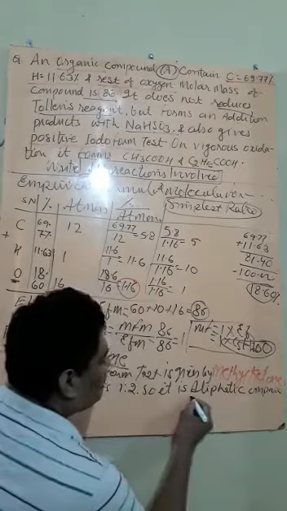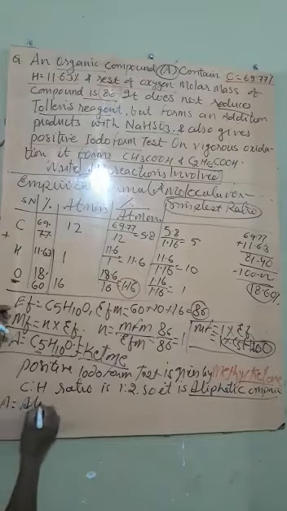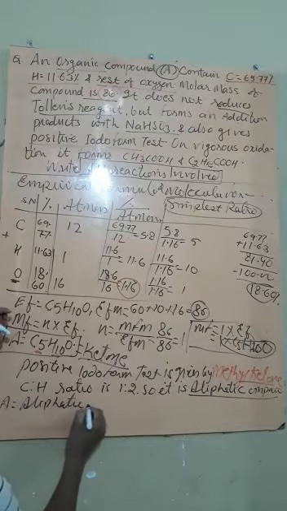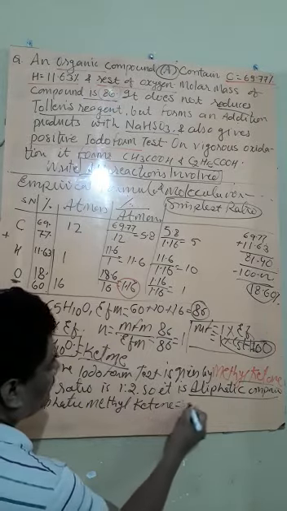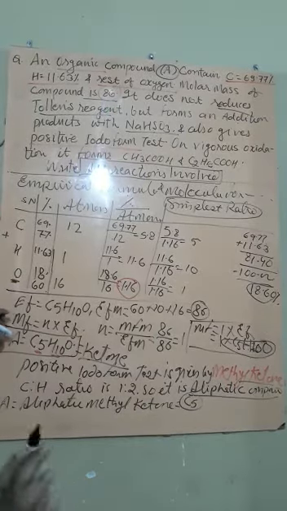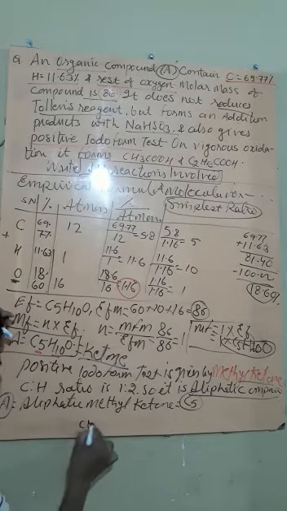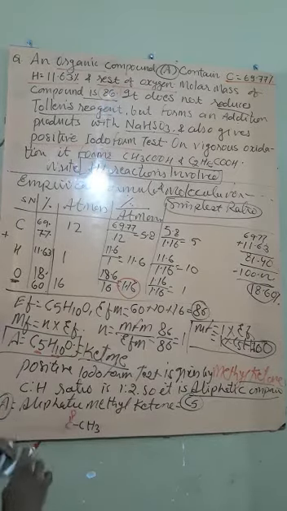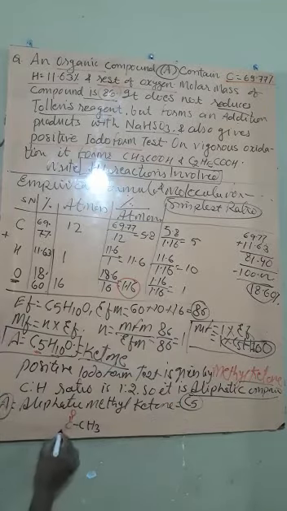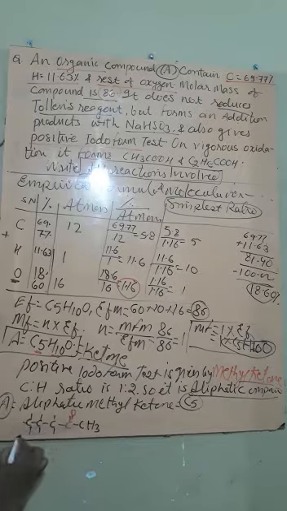And aliphatic compound means aliphatic methyl ketone. So A must be an aliphatic methyl ketone, and it must have 5 carbons. So what should compound A be? It is a methyl ketone: on one side there must be CH3, and attached to CH3 there must be a carbonyl group. Now the remaining carbons are 3, so the 3 carbons become CH2, CH2 and CH3. So this is the compound.